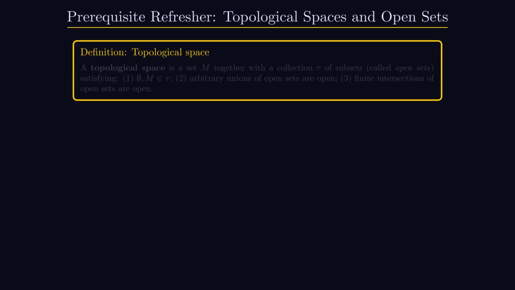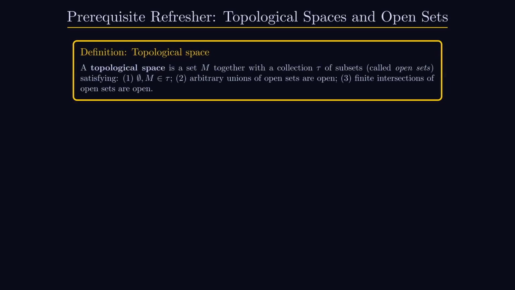A topological space is a set M together with a designated collection tau of subsets called open sets. These must satisfy three axioms. The empty set and all of M are open. Arbitrary unions of open sets are open, and finite intersections of open sets are open. These axioms capture exactly the properties needed to speak about convergence and continuity without reference to any metric.